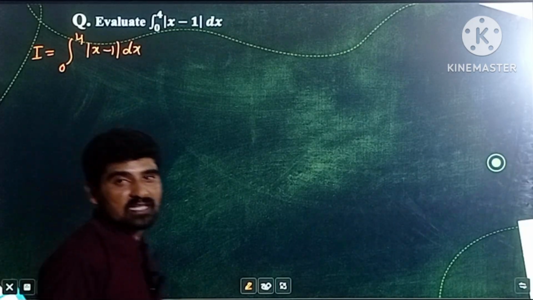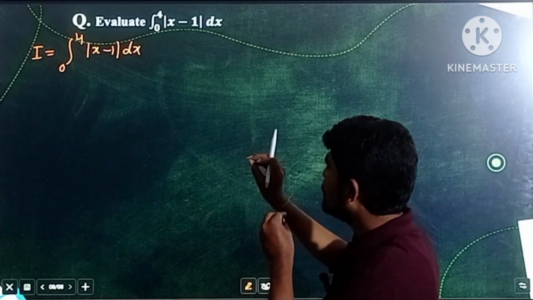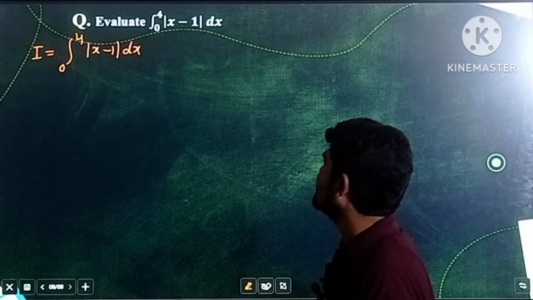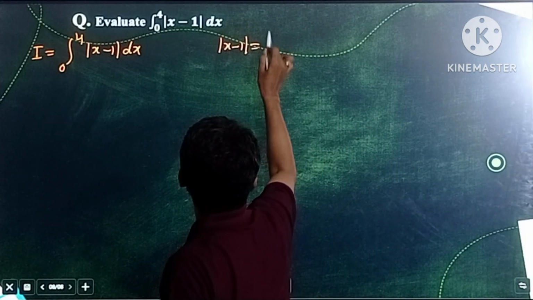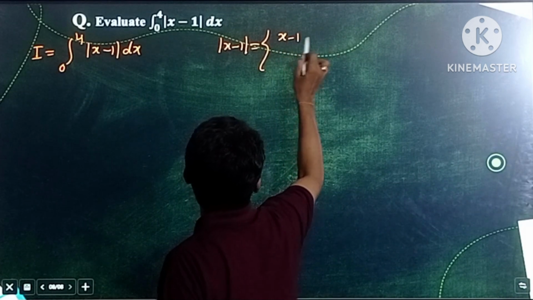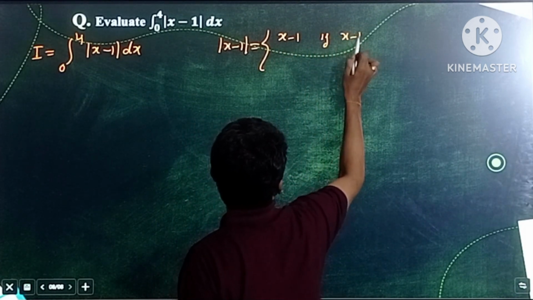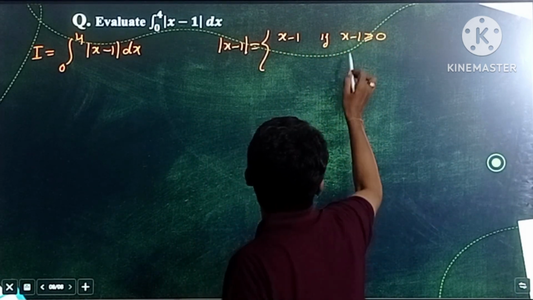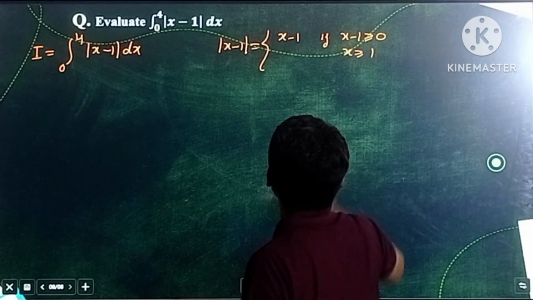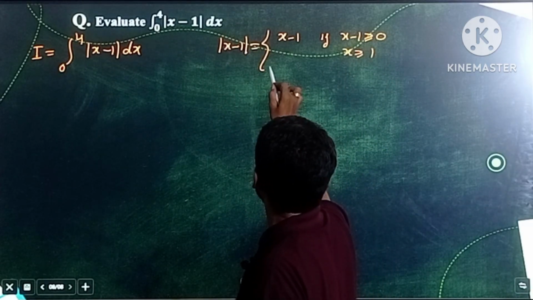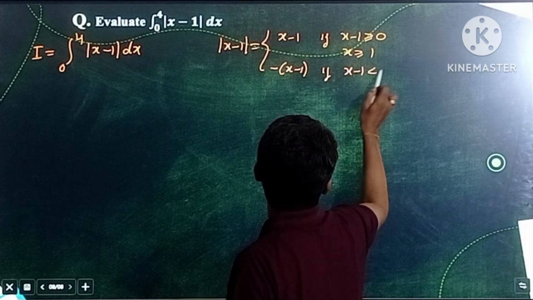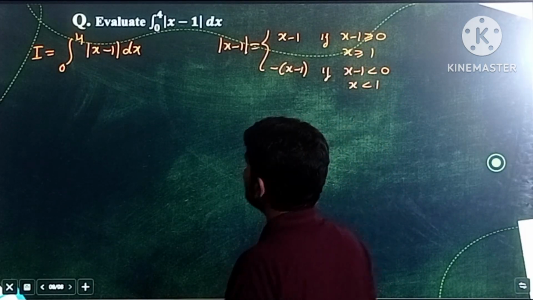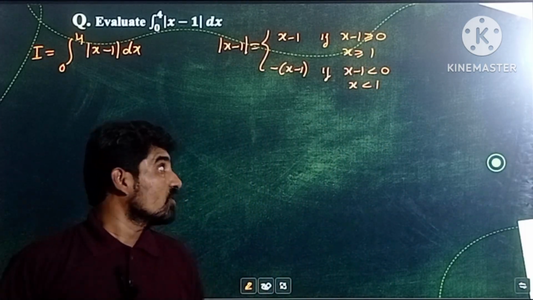Firstly, I am going to break the limits. That's why I am going to use the definition of the modulus function. So we know that modulus of x minus 1 is equal to plus x minus 1 if x minus 1 is greater than or equal to 0. It means x is greater than or equal to 1. And modulus x minus 1 is minus of x minus 1 if x minus 1 is less than 0. It means x is less than 1. I hope all of you are understanding.